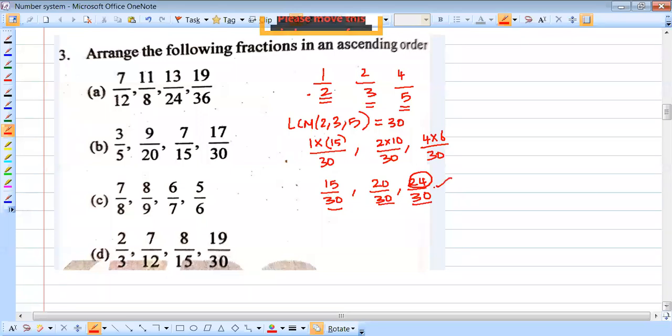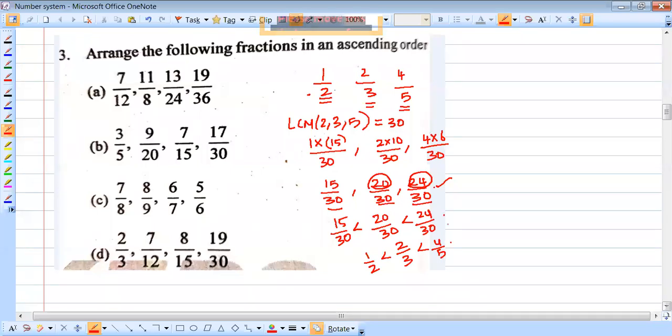So what about the next one? 20 by 30. This numerator is greater than 15. So 20 by 30 is the second greatest fraction. And what about the third one? 15 by 30. This is the last one. So how will you write it in ascending order? 15 by 30 is less than 20 by 30 is less than 24 by 30. So simply you can say 1 by 2 is less than 2 by 3 is less than 4 by 5.